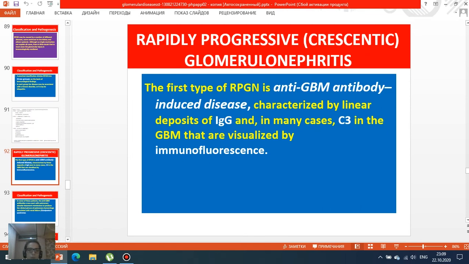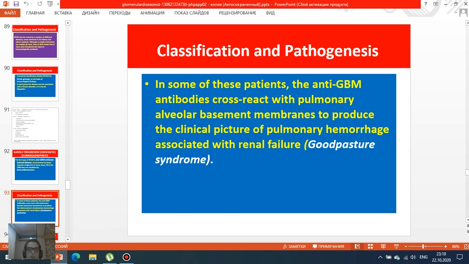The first type of rapidly progressive glomerulonephritis is anti-GBM antibody induced disease, characterized by linear deposits of immunoglobulin G and in many cases complement C3 in the GBM that are visualized by immunofluorescence. In some of these patients, the anti-GBM antibodies cross-react with pulmonary alveolar basement membranes to produce a clinical picture of pulmonary hemorrhage associated with renal failure. It may be Goodpasture syndrome.